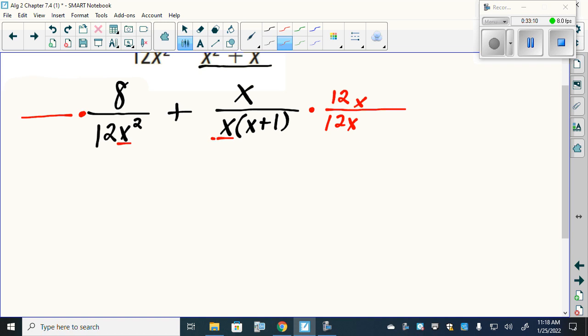So now will this side here have everything that this side has? So we will have the 12 and we do have 2 x's, yes? So it does have everything. Now, does this side here have everything that this one has? What is this side missing? x plus 1, so we'll need to multiply top and bottom by x plus 1.